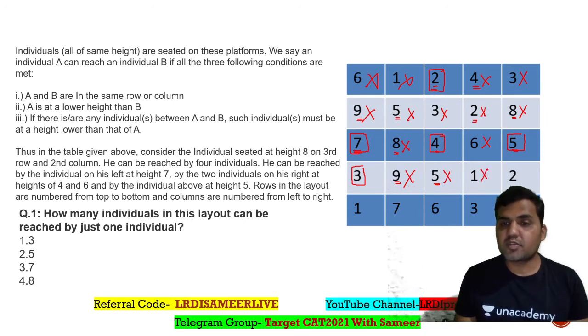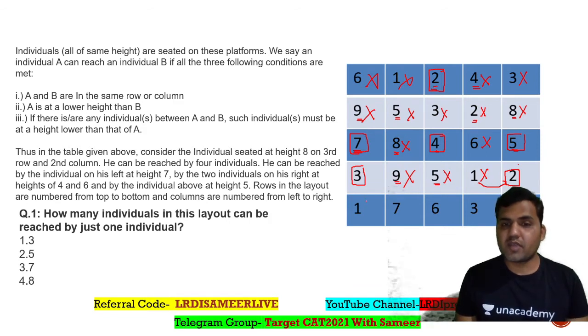1 cannot be approached by anybody. 2, you can see that can be approached by 1 from the left and only 1 can approach. Okay, 2 can be approached by 1, and yes, 2 can only be approached by 1. 5 cannot approach 2 because 5 is at a higher height as compared to 2, so this has to be the part of the answer.